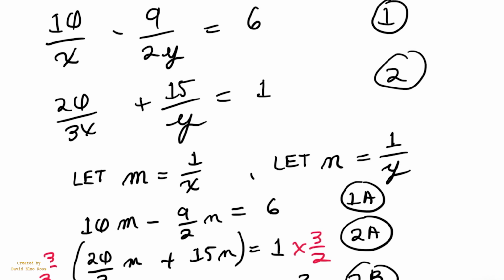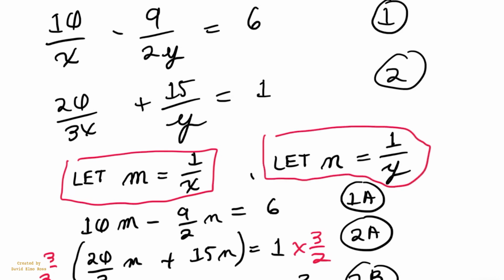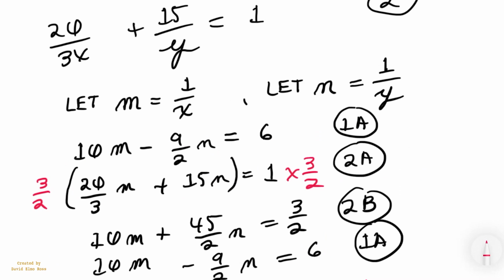First thing to do is have an intermediate variable, such as m, and say that's equal to 1 over x. Also have another intermediate variable called n, which is 1 over y. When you do this, you're going to find that equation 1 now becomes 10m minus 9 over 2n equals 6, and we'll call that equation 1a. Also, equation 2 will now be 20 over 3m plus 15 over n equals 1.